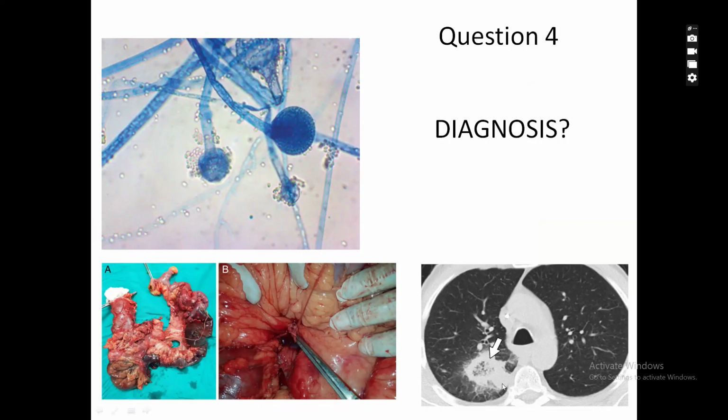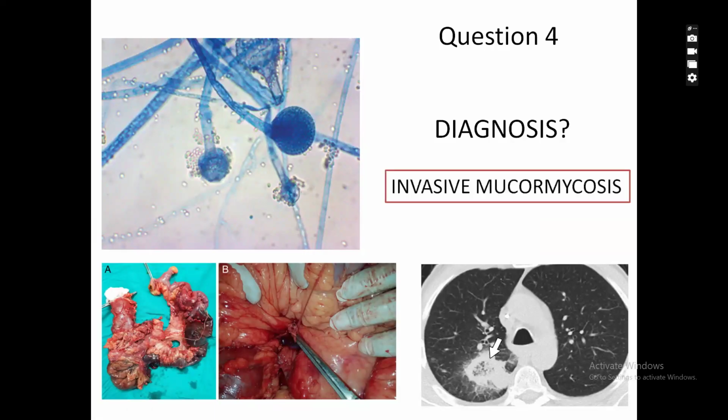There is a hyperdense region surrounding it. So this is the reverse halo sign. The opposite is the halo sign. So this is the diagnosis of invasive mucormycosis. So you can get this type of questions in the exam, especially in the group of NEET SS.